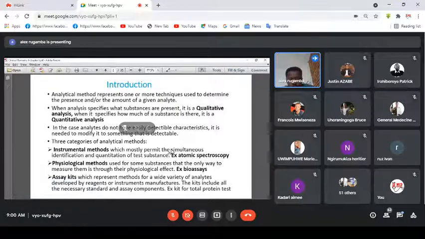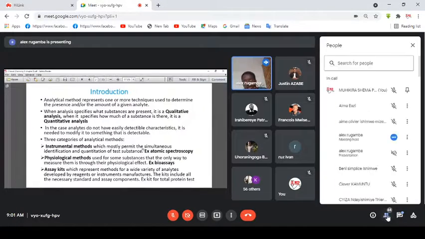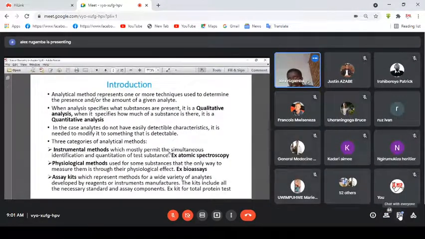And then I talked about the three categories of analytical methods used in a clinical chemistry laboratory. One is the instrumental methods. So you use instruments, for example, the many machines being used in the laboratory, like a spectrometer, as an example, or cobas or other ones.